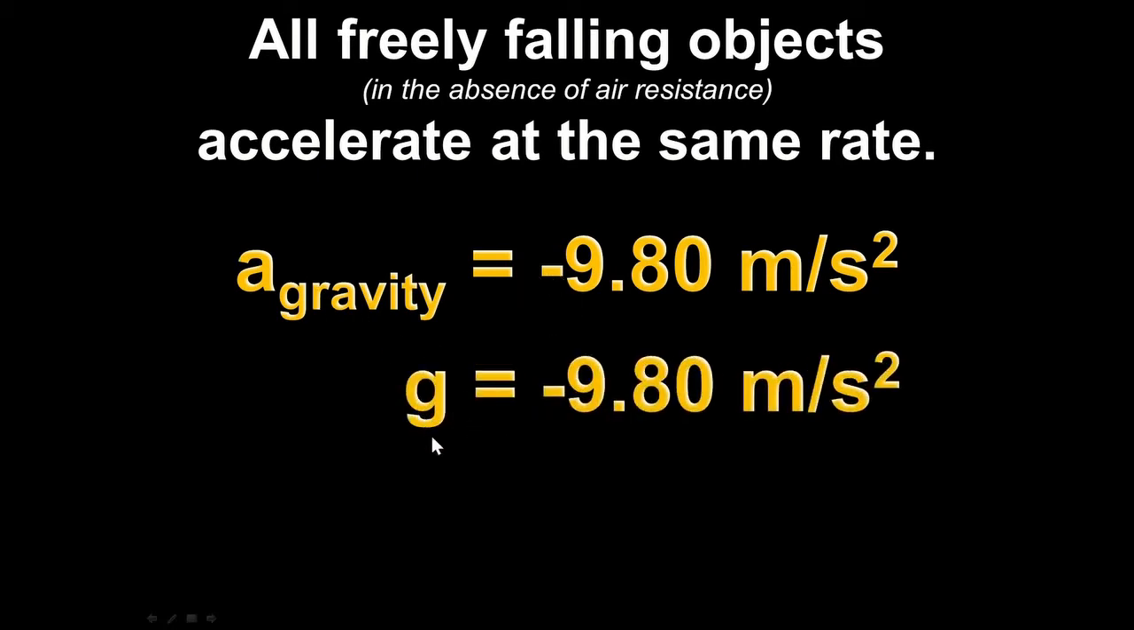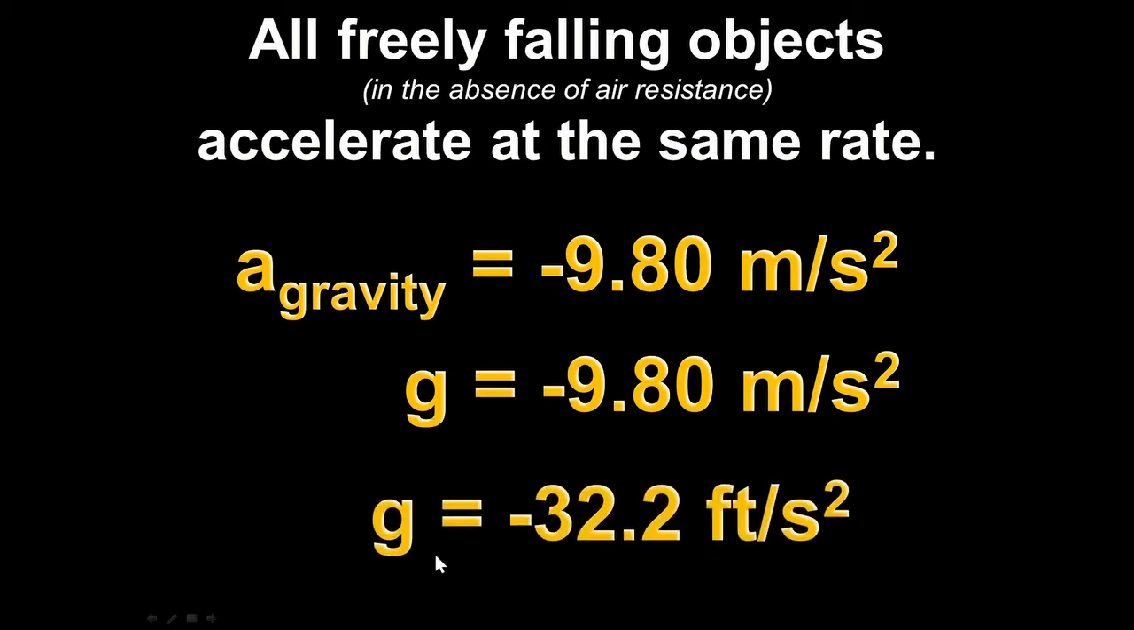Instead of saying the acceleration of gravity, we could just say g. So if we drop an object anywhere in the world, it's going to accelerate at that rate there. But if we drop an object in the United States, it would accelerate at this rate here. Well, those are the same rates, just meters versus feet. If you drop an object in America, it's going to change its velocity by 32.2 feet per second every second.